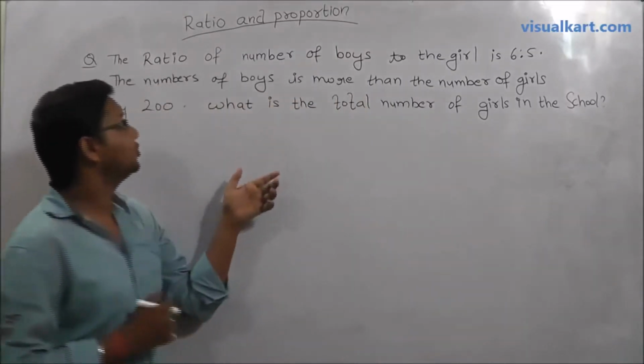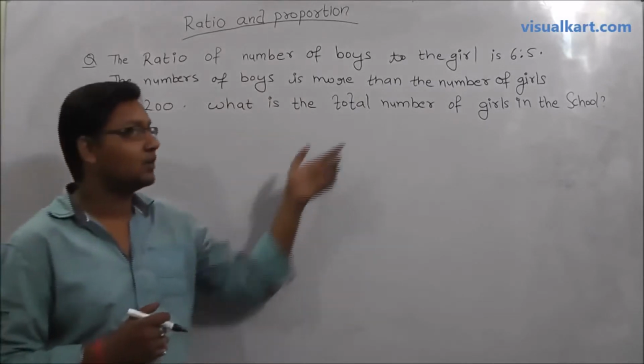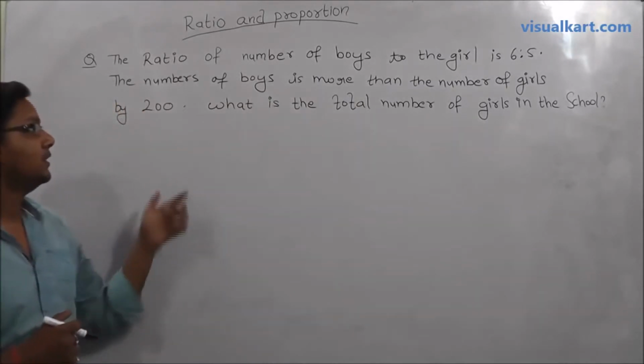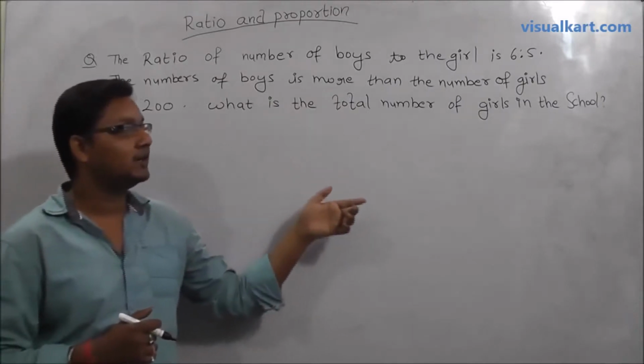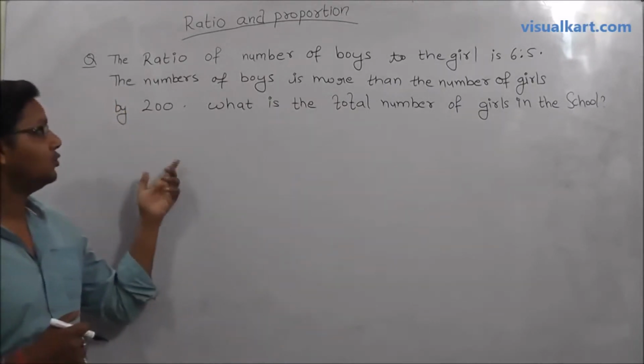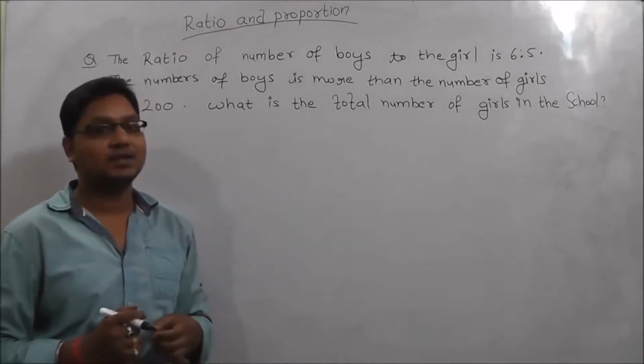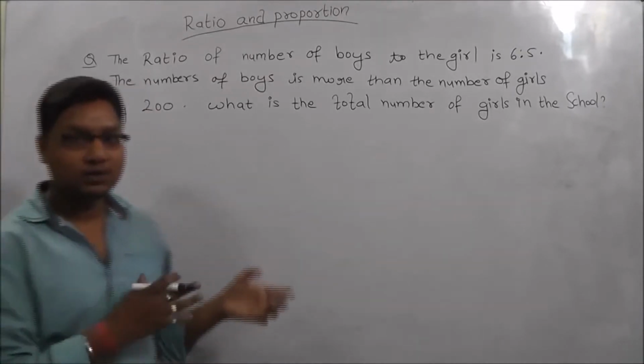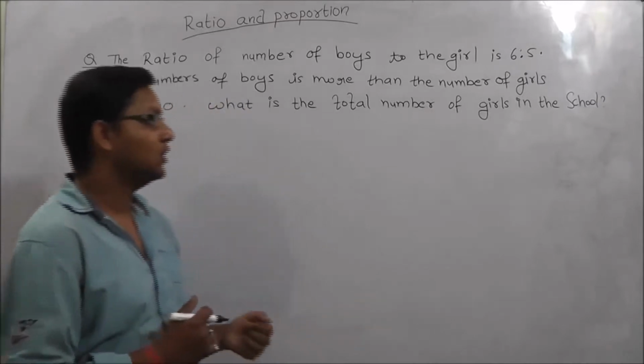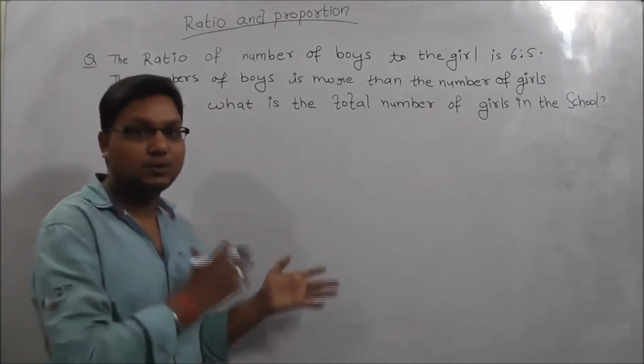The ratio of the number of boys to the number of girls is 6 is to 5. The number of boys is more than the number of girls by 200. What is the total number of girls in the school? We have to find the total number of girls in the school. First I will show you the usual method.